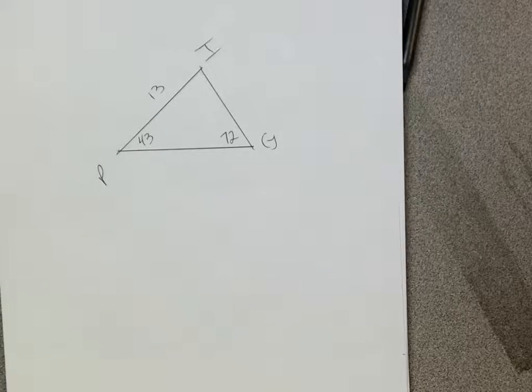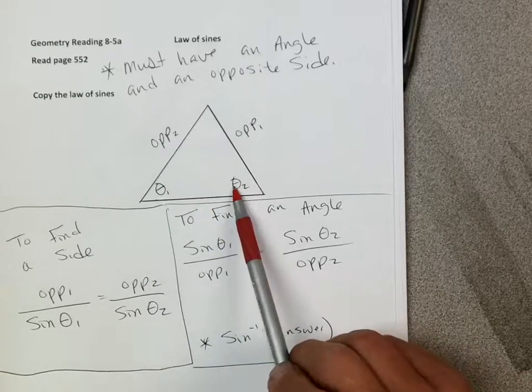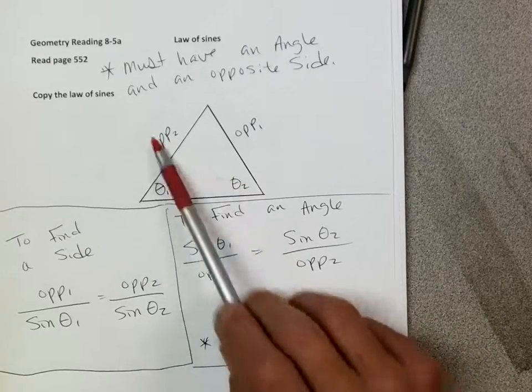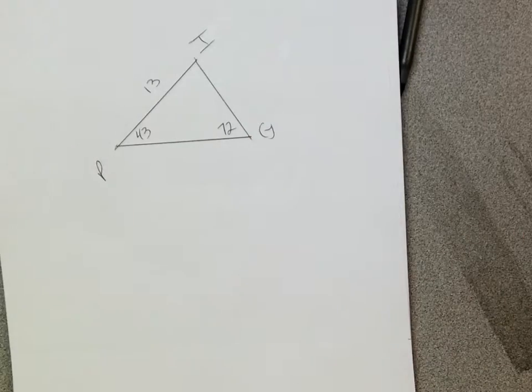It is going to be the law of sines today. So the law of sines, you must have a pair of opposites. So if you have an angle and its opposite side, you have a pair of opposites, you can use the law of sines. It's super easy. Okay, check it out. So example 1.